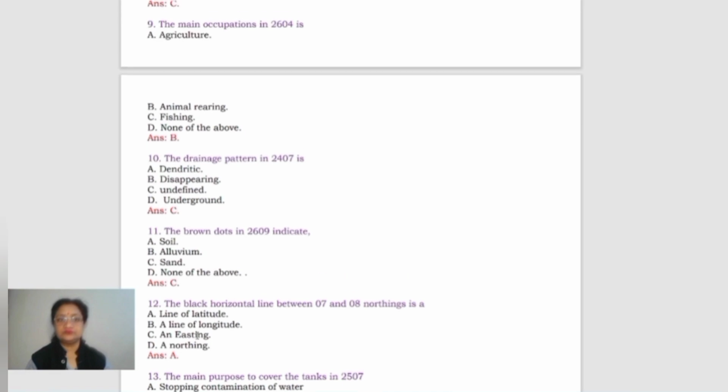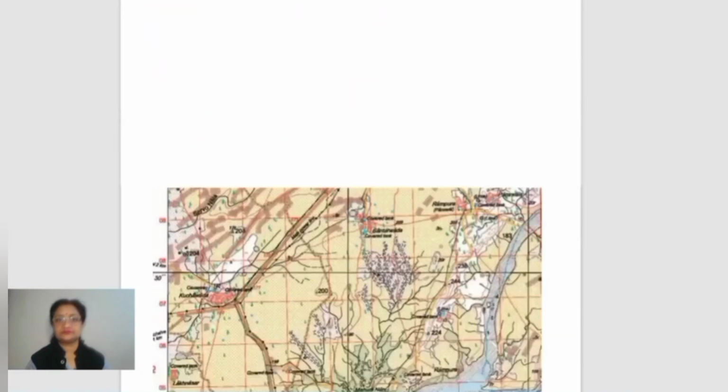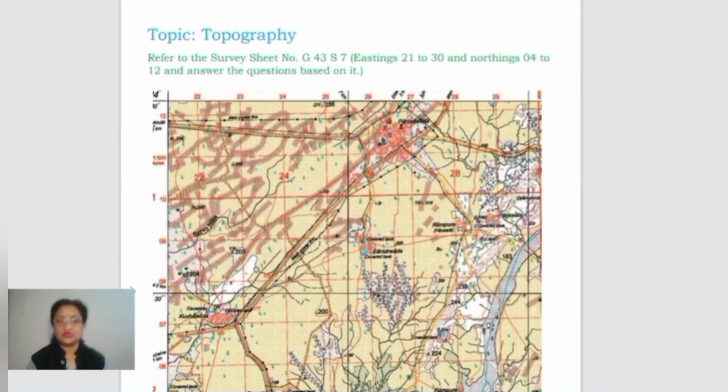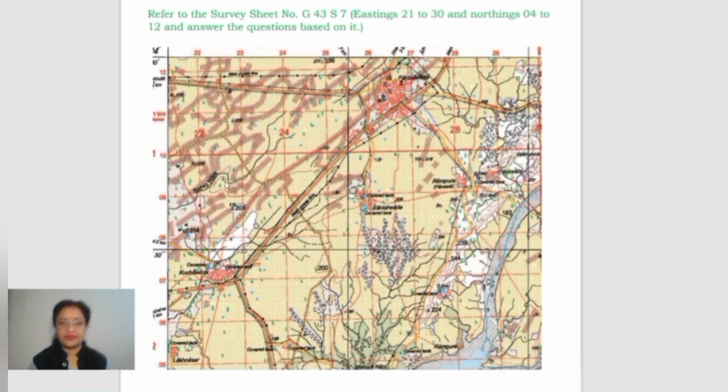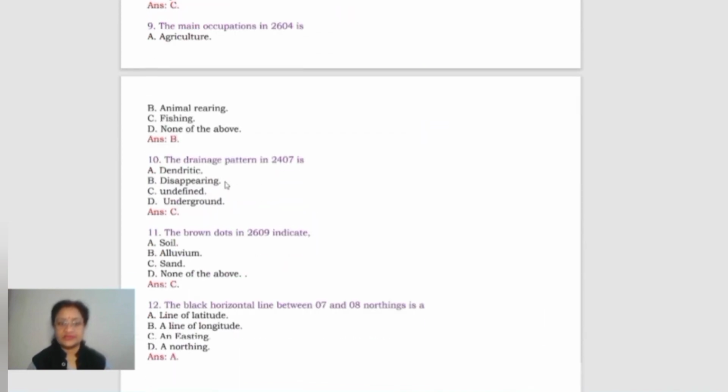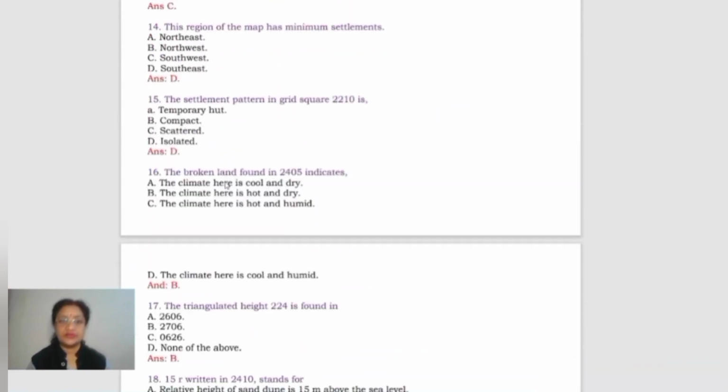2210. What type of settlement pattern? Let's see. 22 is this one, right? This is 22, and this is 10. So what is the settlement pattern? Just one or two houses or huts you can see. So this is an isolated settlement pattern. When this type of thing is there, it is isolated.